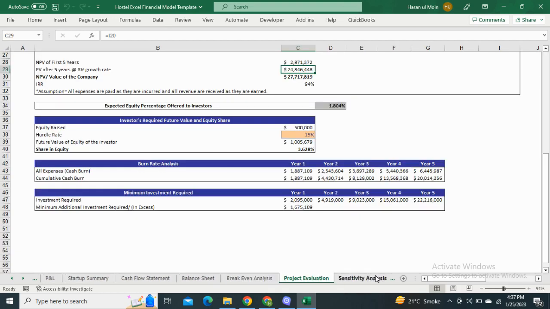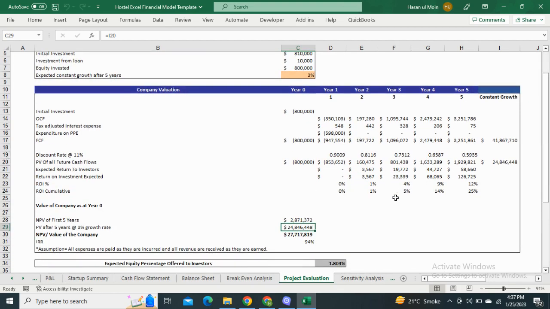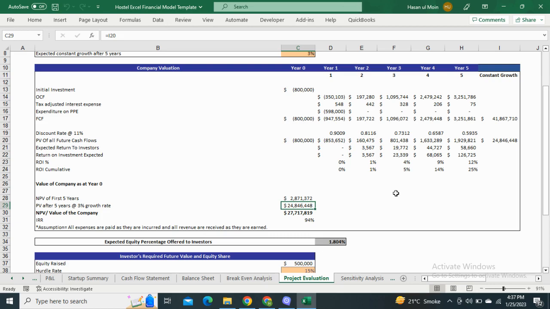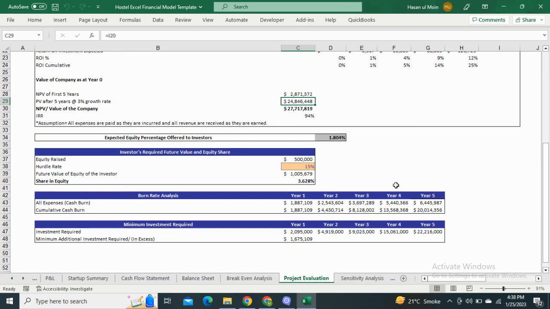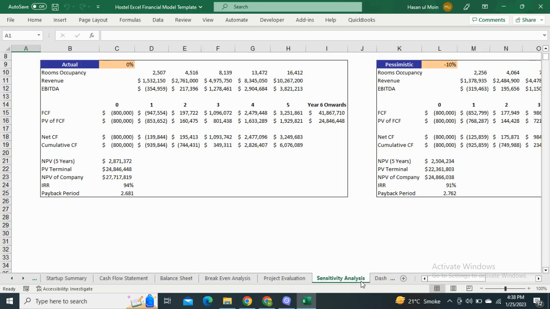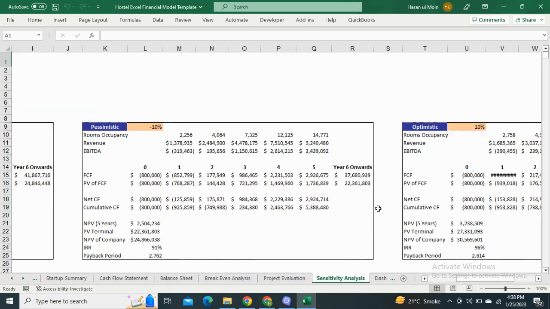Next, we have the project evaluation, which shows the value of your company at year zero. It shows the NPV and IRR of the company, and it also includes the burn rate analysis and minimum investment required. Moving on to the sensitivity analysis, it shows the valuation of the company in the actual, optimistic, and pessimistic scenarios.